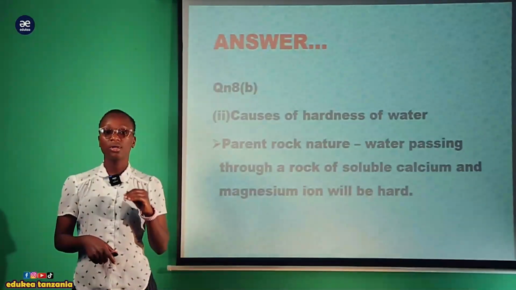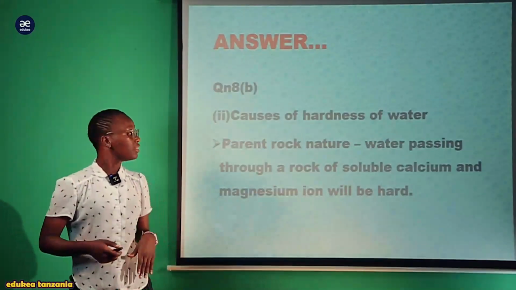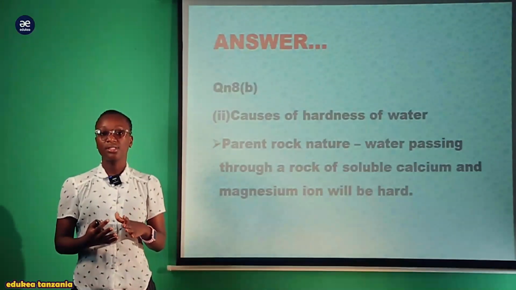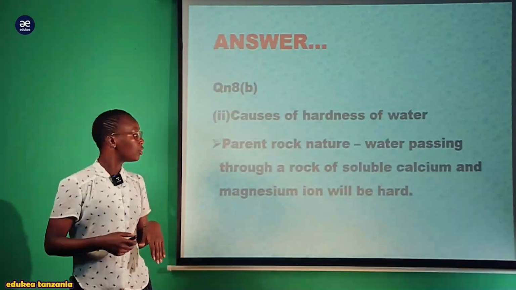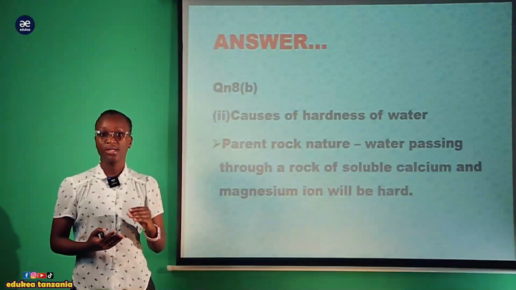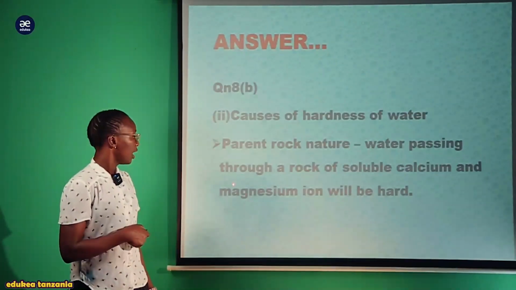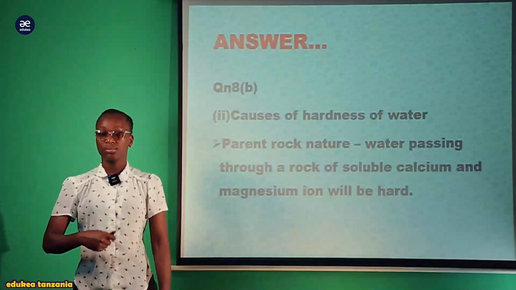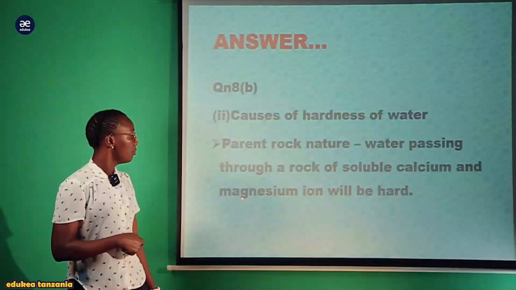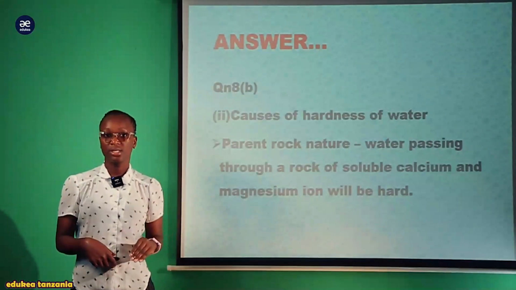Tunajua kwamba when we talk about parent rock nature, the rock can be acidic or basic. So if this parent rock nature is made up of maybe the hard rock nature or the soft rock nature, it influences the formation of hardness of water. For instance, water passing through a rock of soluble calcium and magnesium ion will be hard. Kwa sababu tunajua the hardness of water is caused by the presence of this kind of element, calcium and magnesium, regardless of whether it is temporary hardness or permanent hardness of water.